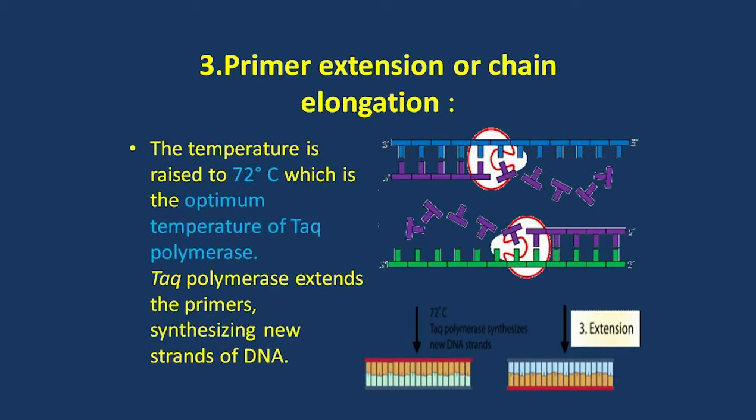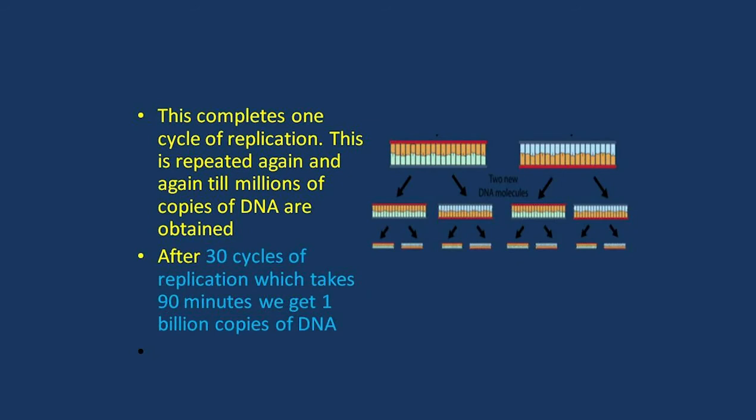Taq polymerase binds to the 2 primers and extends the DNA in 2 directions, or in other words, replication occurs. So after replication, we get 2 copies of the original DNA. This is called one cycle of replication. This is repeated again and again till millions of copies of DNA are obtained. After 30 cycles of replication, which takes 90 minutes, we get 1 billion copies of DNA.